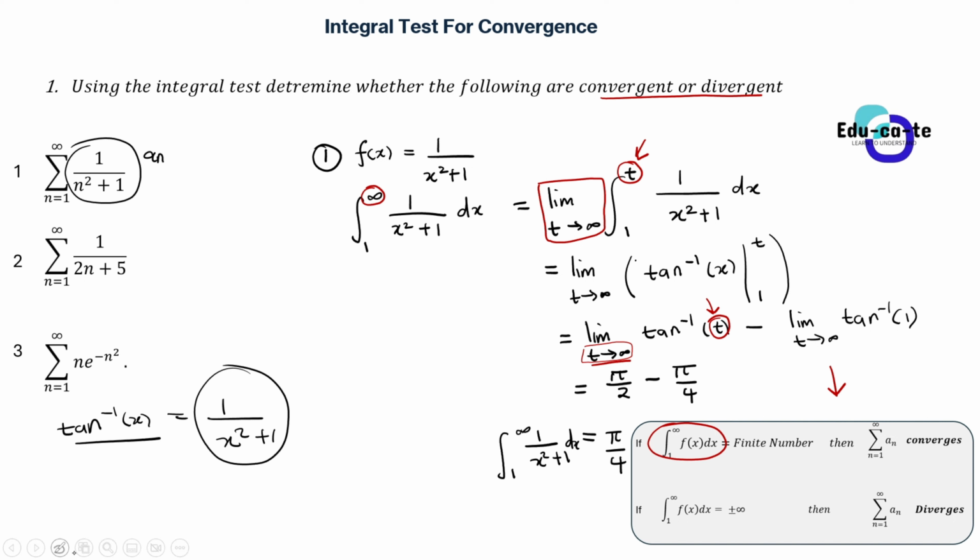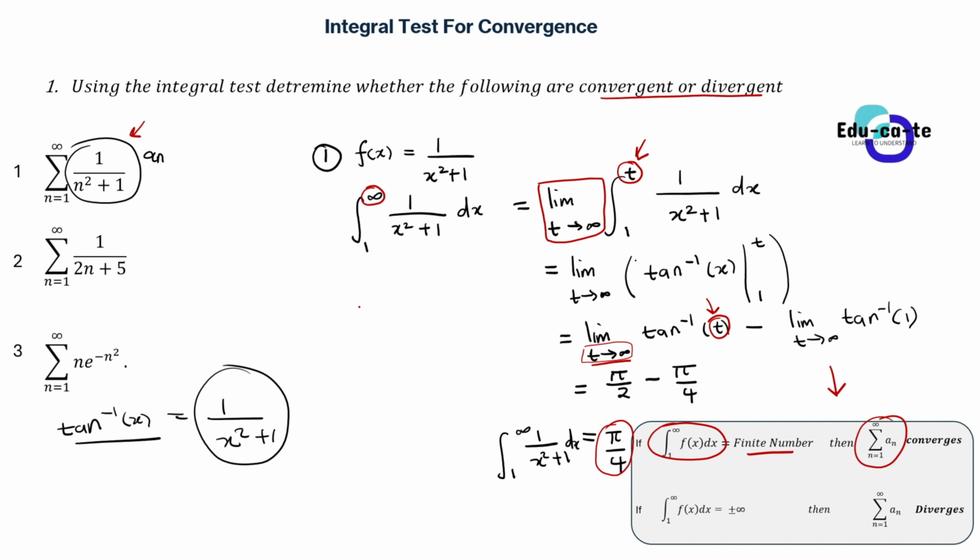Now to interpret the convergence or the divergence of this series whose function we have computed the integral of, you look at this guide. We have said that if the integral of f of x from 1 to infinity gives you a finite number, then the series converges. In this case, pi over 4 is a finite number. It's a well-known, discrete value, equivalent to 45 degrees, or pi over 4 radians. So this is a finite number.